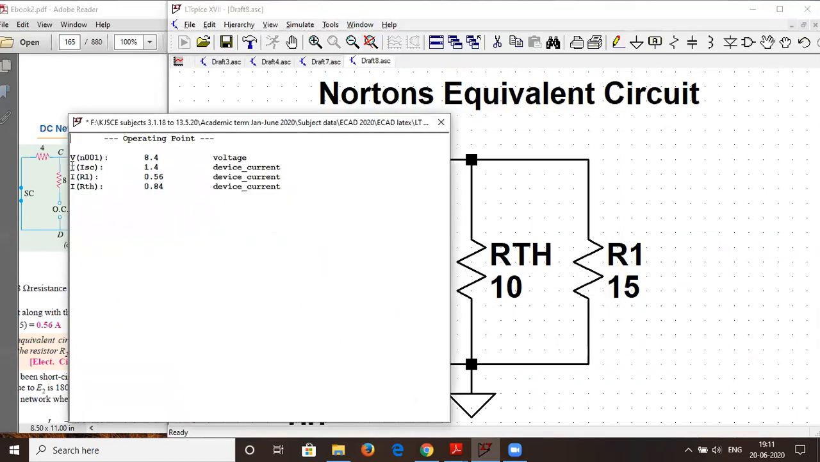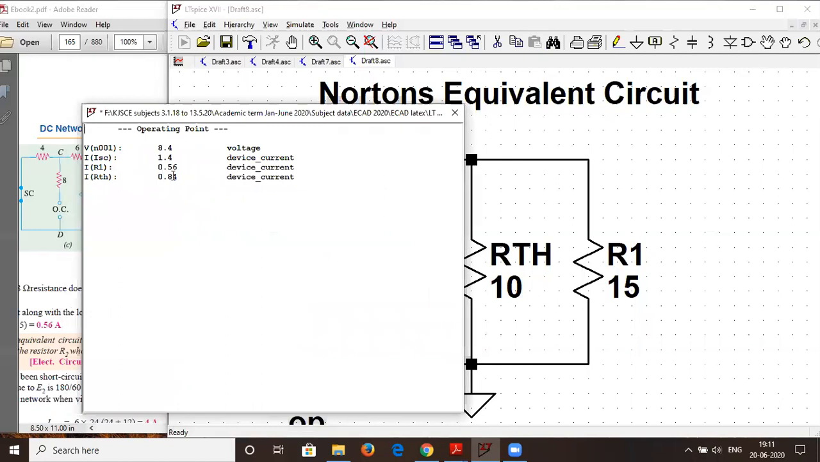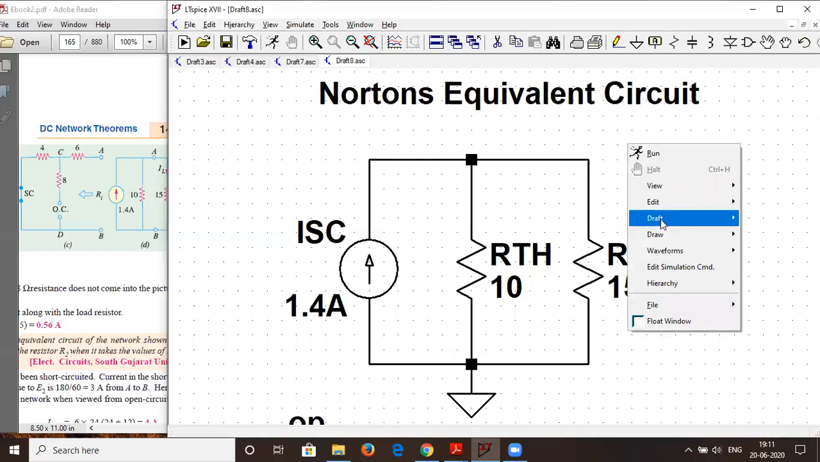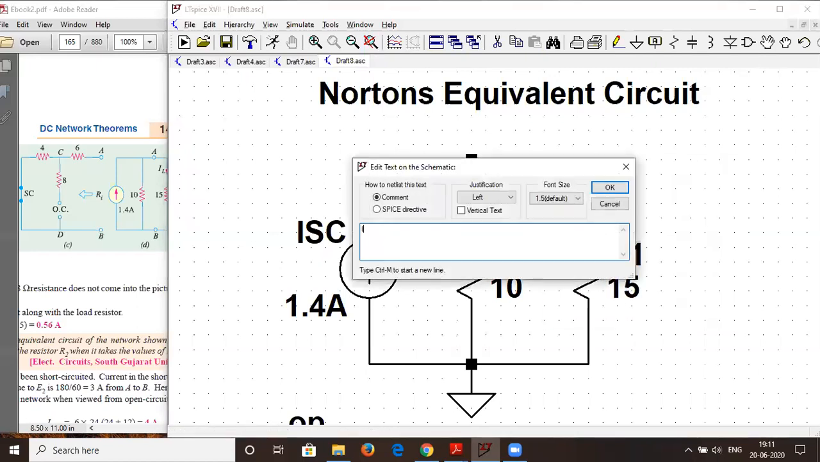So the current flowing through, as you can see over here, the current flowing through I1 is 0.56 amperes. So I'll write it over here, the current flowing through 15 ohm resistance. In this case, it is R1. In this circuit, actually, let me just write RL only for simplicity. Basically, this will be equal to I of R1 in this circuit will be equal to 0.56 amperes.